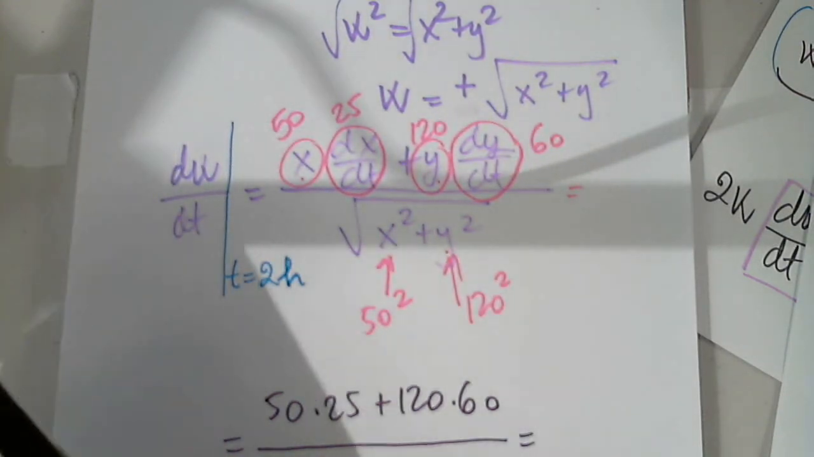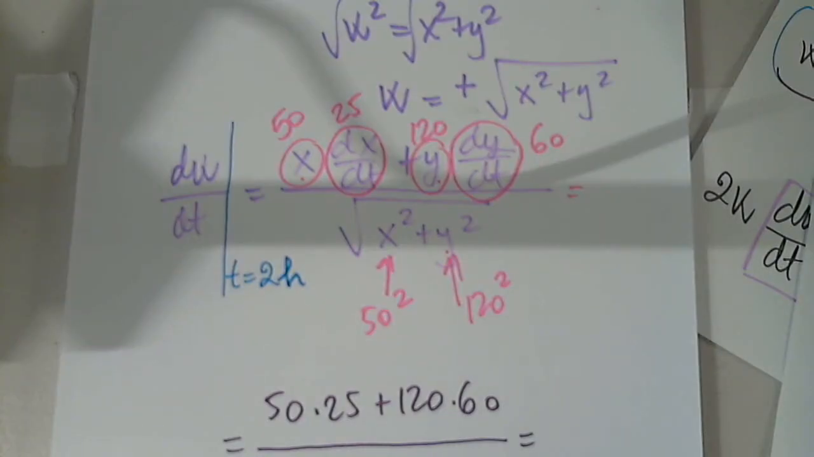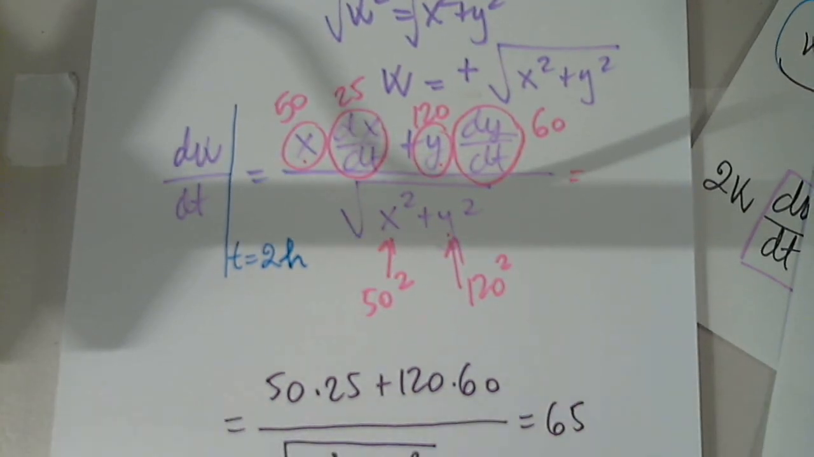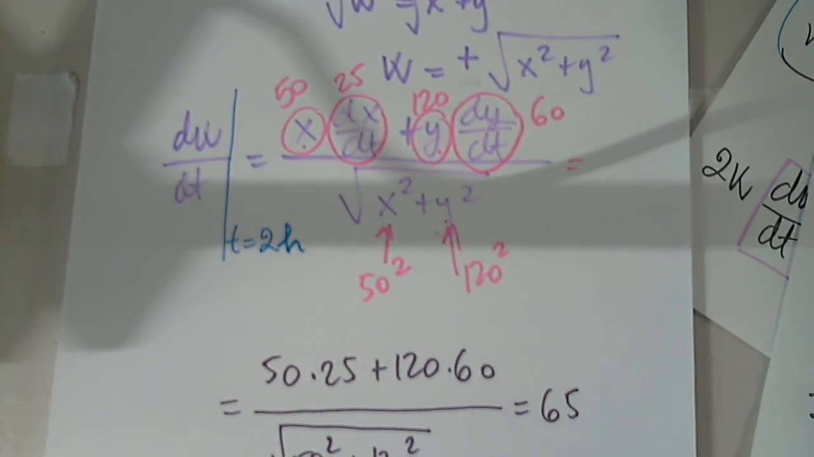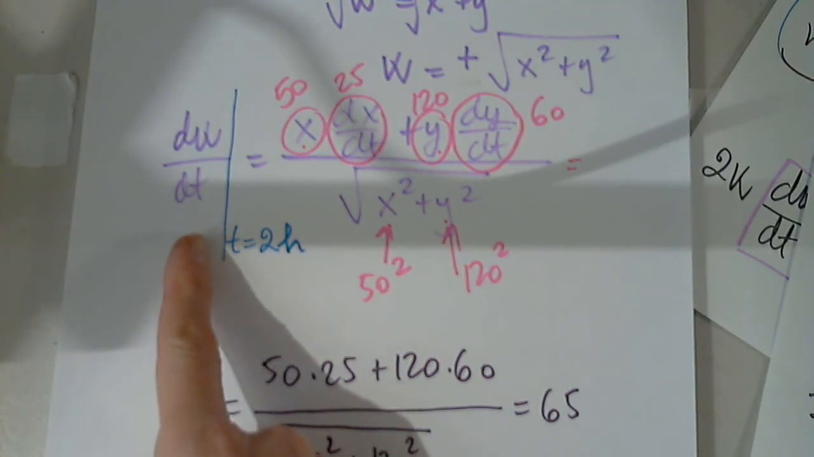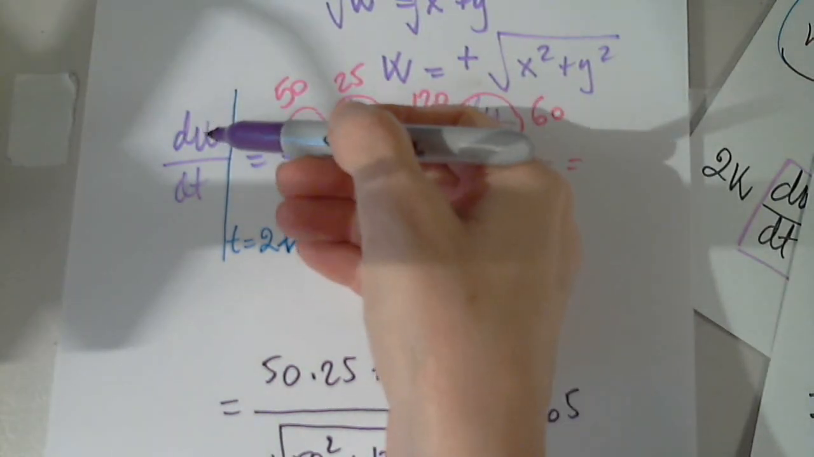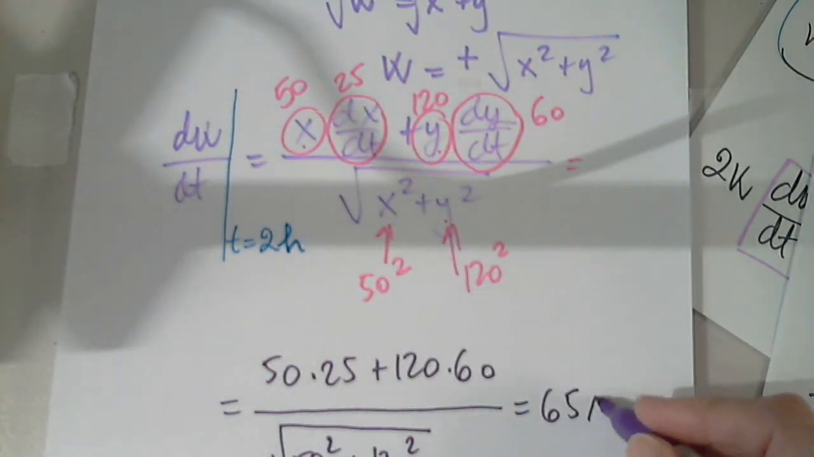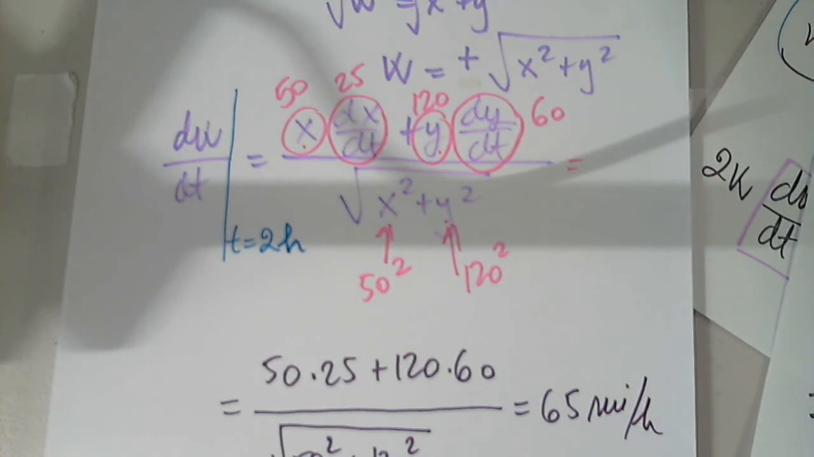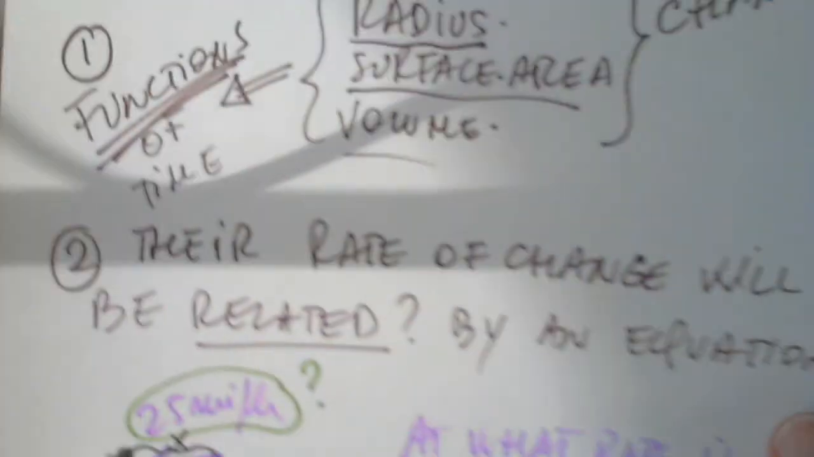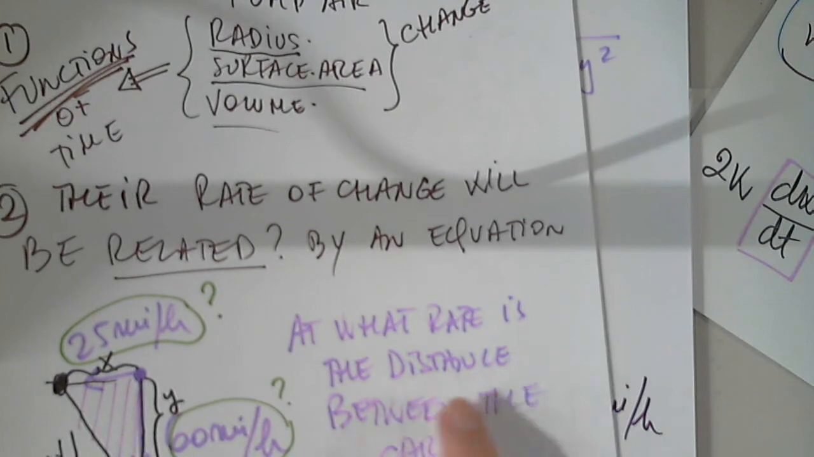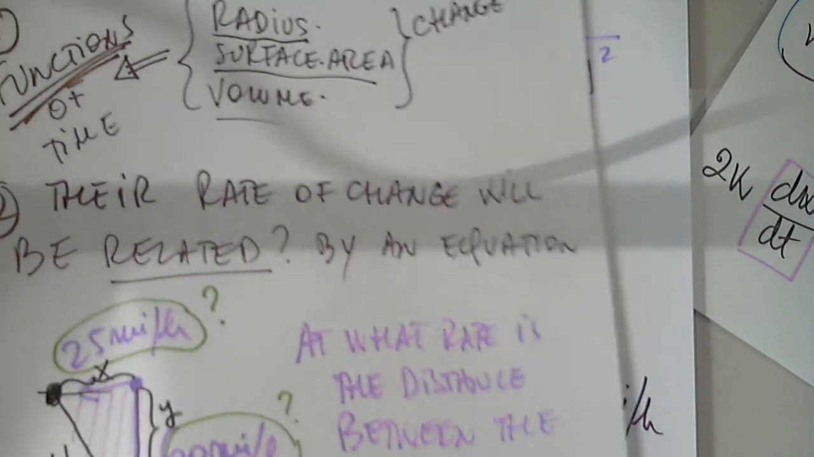65. Without a measurement unit, this means nothing. What is the measurement unit for 65? Miles. It's a rate of change. Oh, miles per hour. Excellent. The measurement unit for the top over the measurement unit for the denominator. Because at what rate is the distance changing?